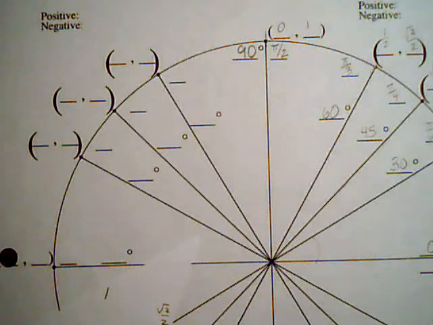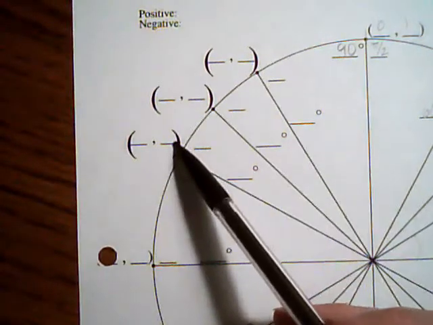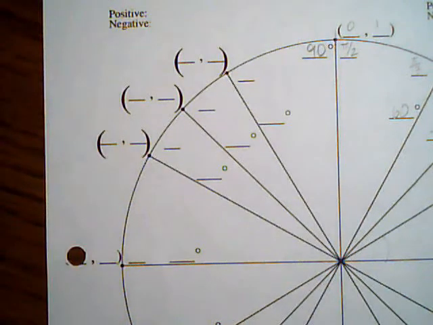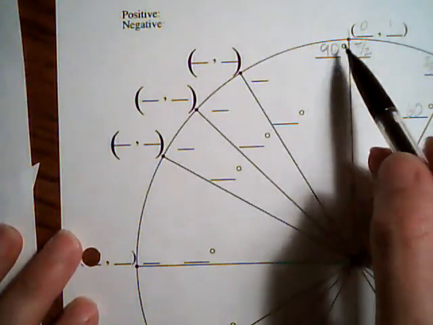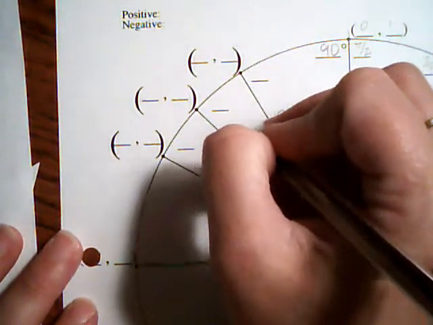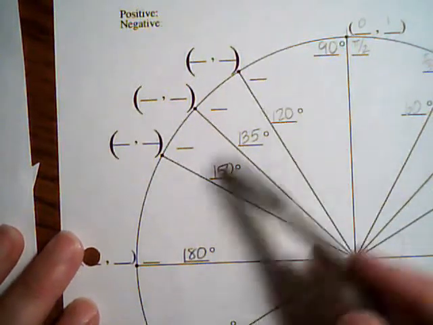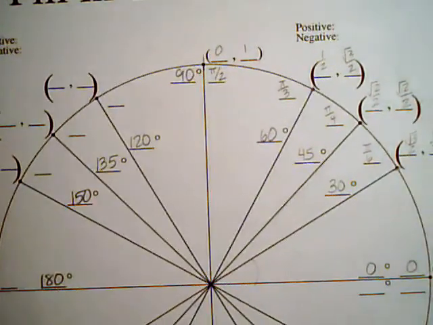Okay, now that we have the first quadrant filled out, let's move to quadrant 2. And like I said, the only thing that's going to change as far as the ordered pairs will be just the signs. Okay, let's go ahead and fill out what the angle measures are. So if I start here, this was 90. Then we have 120, 135, 150, 180.